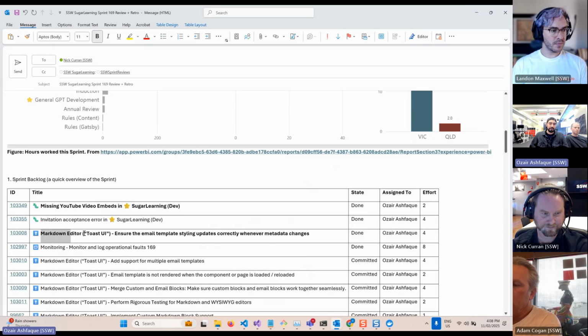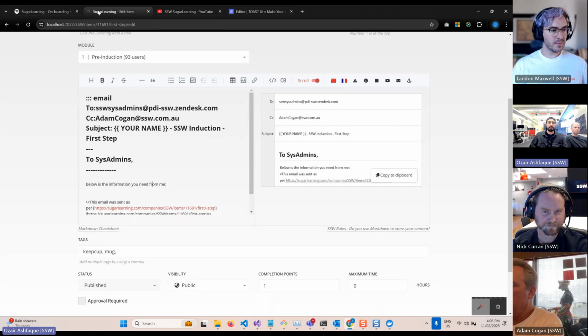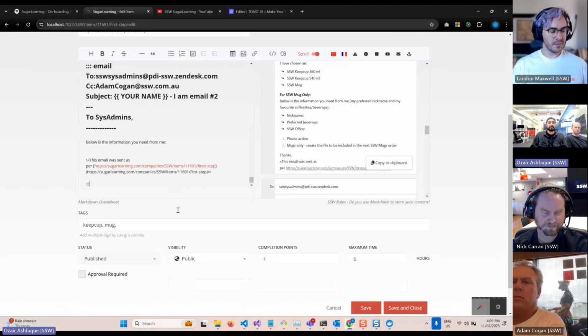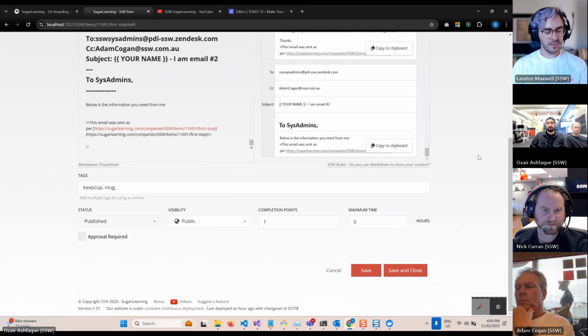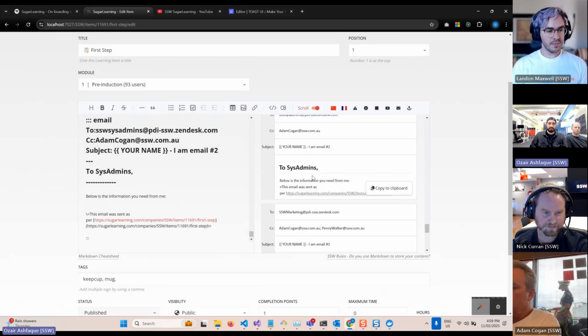Moving towards the Markdown editor, I will demonstrate what we have so far in this editor. I'm running SugarLearning on my local machine, where I will be copying a Markdown, where we are going to add multiple email templates, as you can see, Adam.